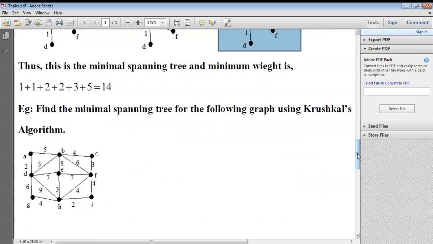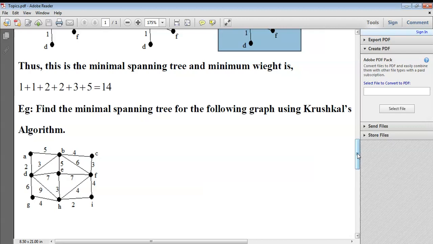Let us see another example. You solve this example. In the next weighted graph, the weights are 5, 4, 3, 4, 2, 4, 6, 2, and so on. The vertices are A, B, C, D, E, F, G, H, I.